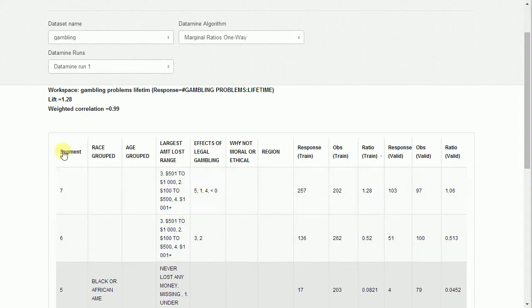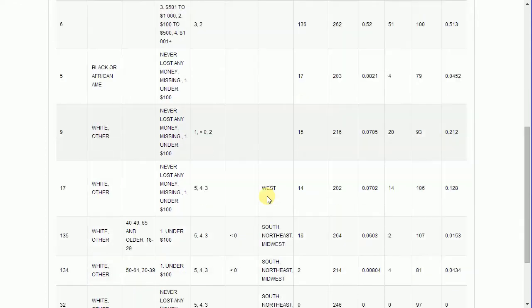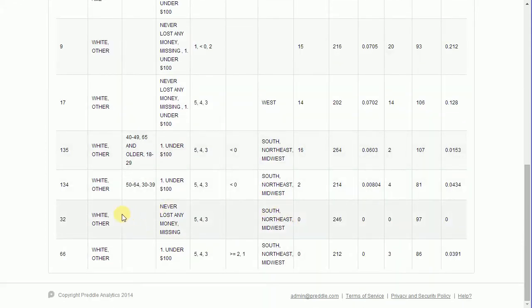So you can see how at the click of a button we've been able to quickly identify what variables are the most important, largest amount lost, effects of legal gambling, and what pockets of respondents had very high gambling scores. The other extreme, we can look at those people that had very low gambling addiction scores.